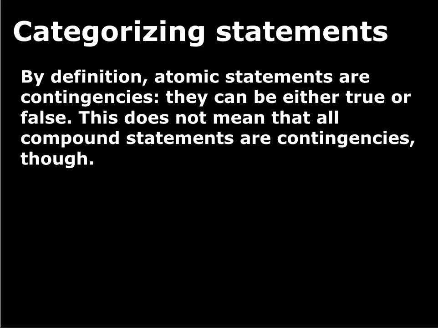So by definition, an atomic statement can be either true or false. So atomic statements are all going to be contingencies. Okay. What about compound statements? Well, compound statements could potentially be in any category. There can be compound statements that are tautologies, compound statements that are contradictions, compound statements that are contingencies. So here's an example of a compound statement. P or not P.